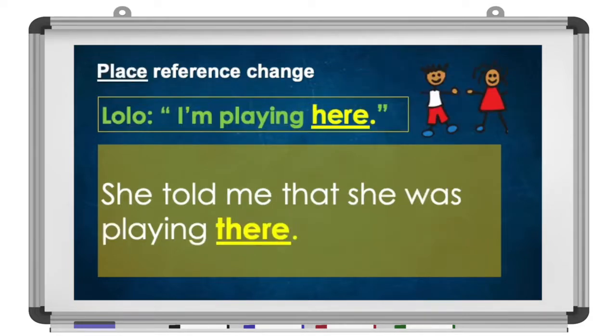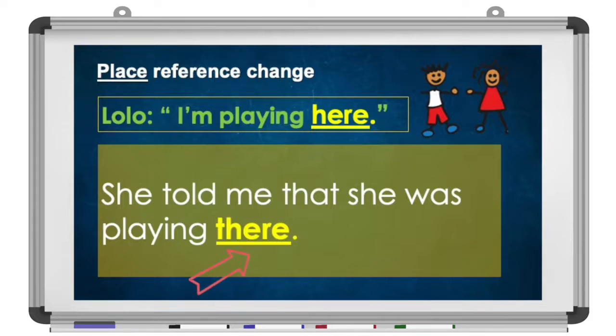Let's take a look at the place reference change. Lulu also said, "I'm playing here." So when I reported the sentence, I said, she told me that she was playing there.